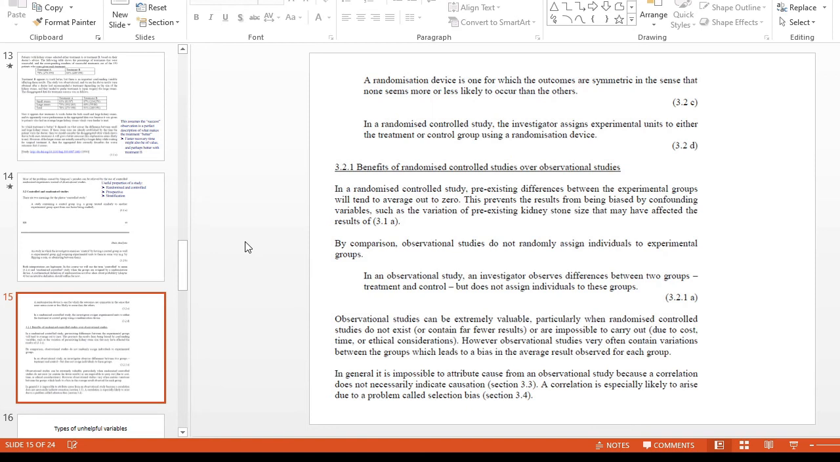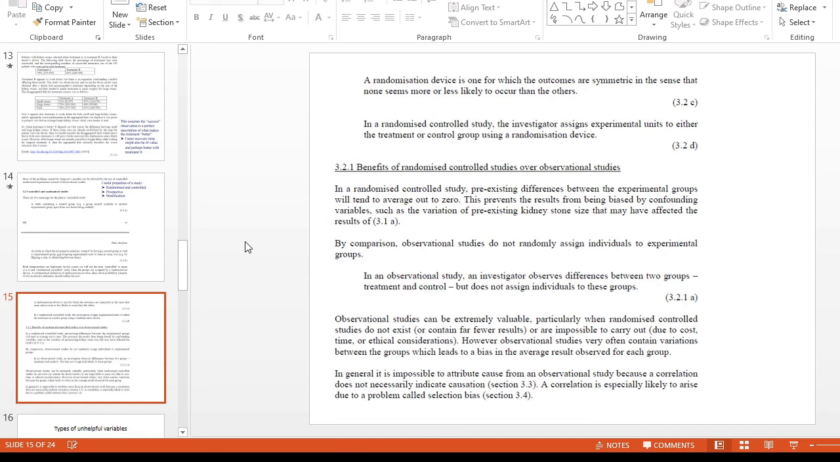And so, once you have a large enough sample of patients in each group, the only differences in the outcomes will be the ones caused by the choice of which treatments to give. This business of doing a randomized controlled trial prevents the results from being biased by confounding variables such as the variation of pre-existing kidney stone size, which affected the results in example 3.1a.